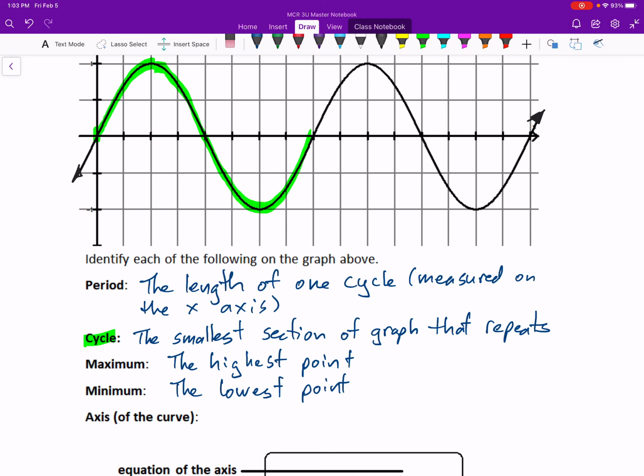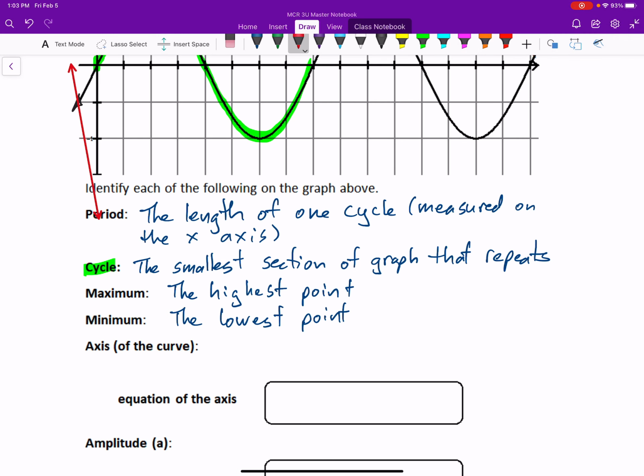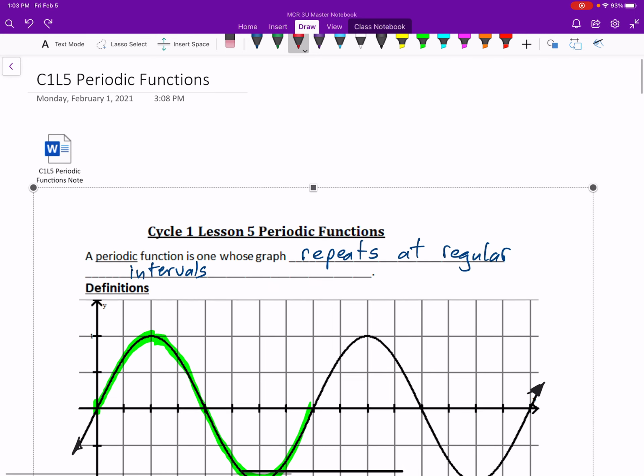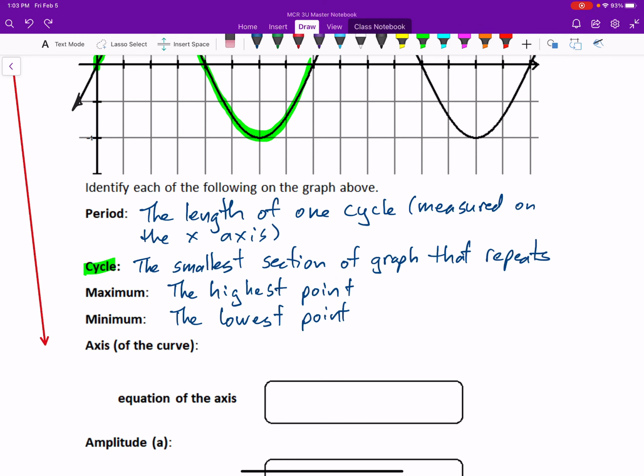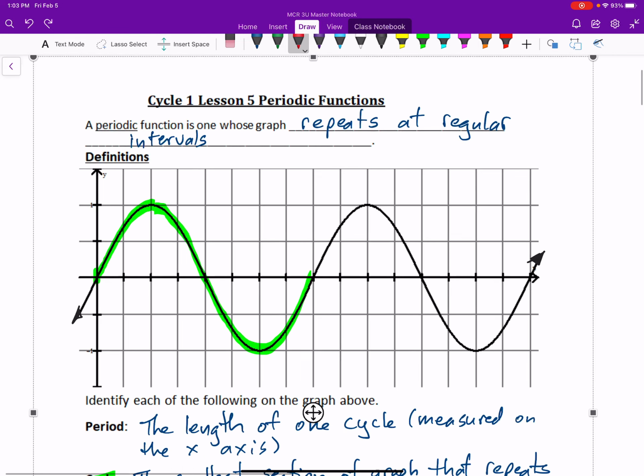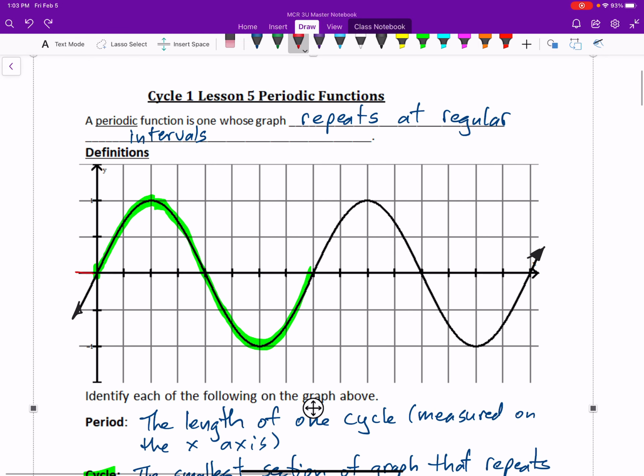So the axis of symmetry is... iPad, why did you do this to me? Let me try again. Sometimes my iPad does funny things. This might be one of those days, but we'll see. Yes, it's going to do that to me. All right, so I'm going to have to just draw it freestyle.